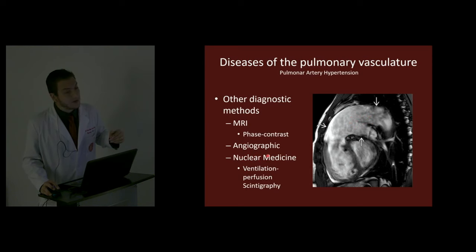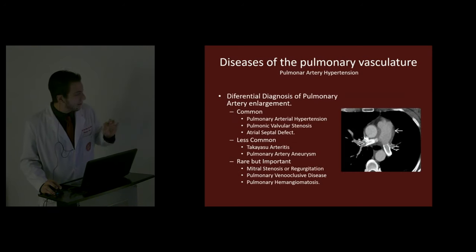Angiography is still one of the gold standards, since through angiography you can measure the pressures. In nuclear medicine, you can use some techniques for chronic thromboemboli, like ventilation perfusion scintigraphy, that we're going to talk about a little bit in the next parts.